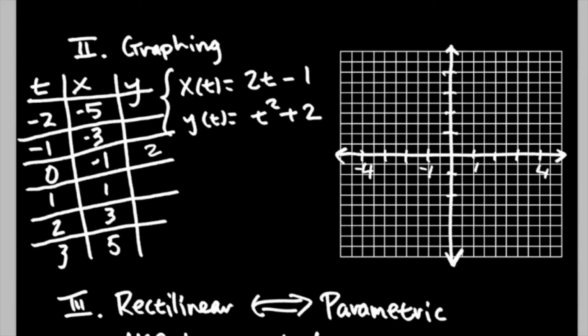Y column. We've plugged in 2, and then we can just do the rest of them real quickly, plugging in those values in there. You got 3 and 3, and then 2 squared is 4. Add 2, you get 6. And last one, 3 squared is 9. If you add 2 to that, you will get 11.